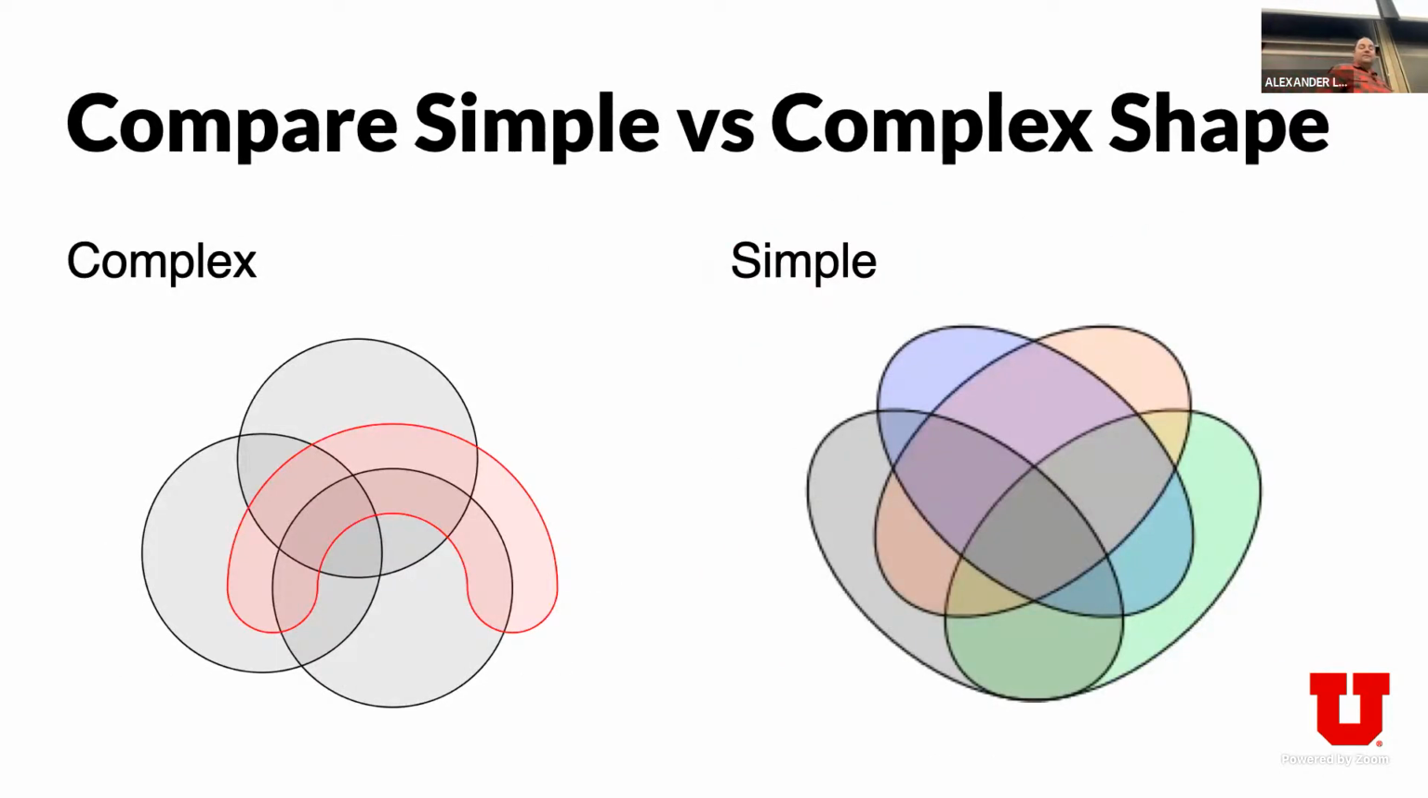And then the complex versus simple shape here, I think everybody would very quickly agree that this here is the better diagram than this here, right? Because I can just very quickly identify which sets participate in an intersection.